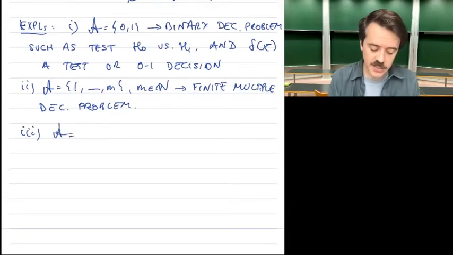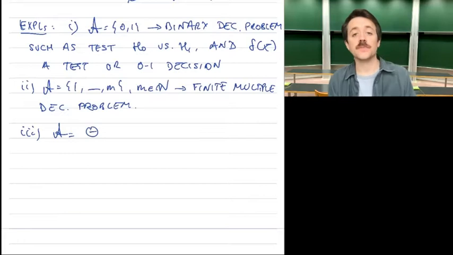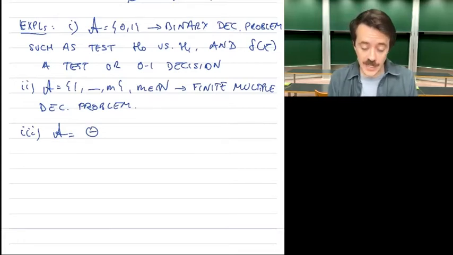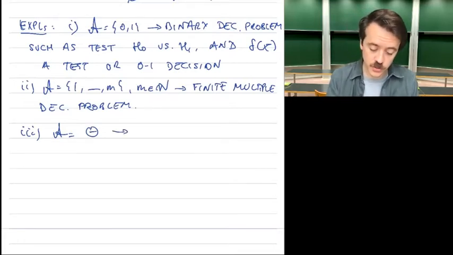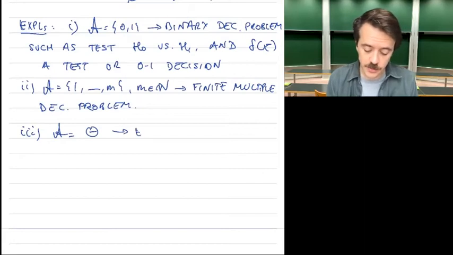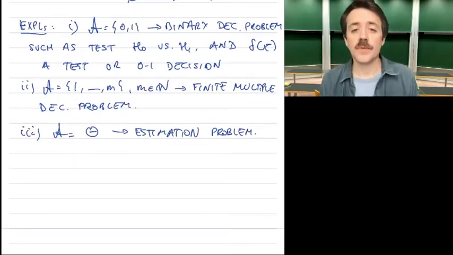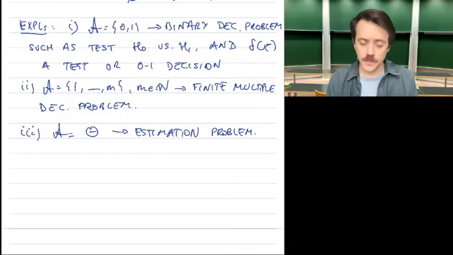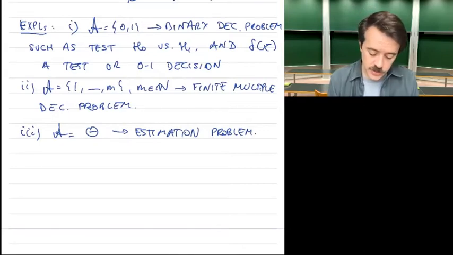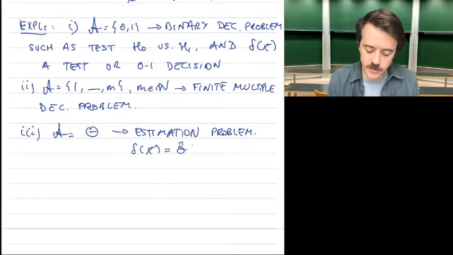Okay, then third, let's get something a bit more complicated that we've also seen. So we can take this action space to be the parameter space. In which case, what do we have? Well, this is just the usual estimation problem. I could have written decision problem. So this is an estimation problem in which, of course, as usual, we're going to take delta of x to be some estimator of theta.